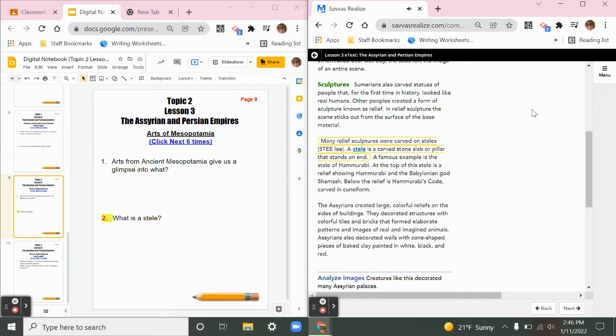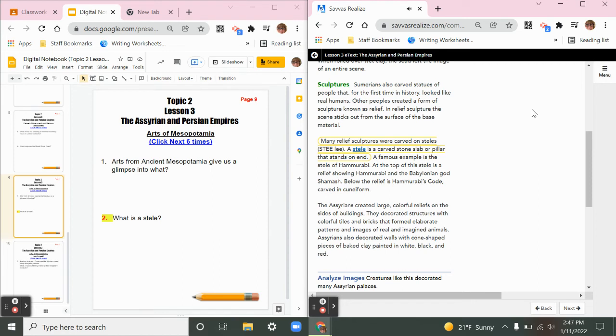Sculptures. Sumerians also carved statues of people that, for the first time in history, looked like real humans. Other peoples created a form of sculpture known as relief. In relief sculpture, the scene sticks out from the surface of the base material. Many relief sculptures were carved on stele. A stele is a carved stone slab or pillar that stands on end. A famous example is the stele of Hammurabi.